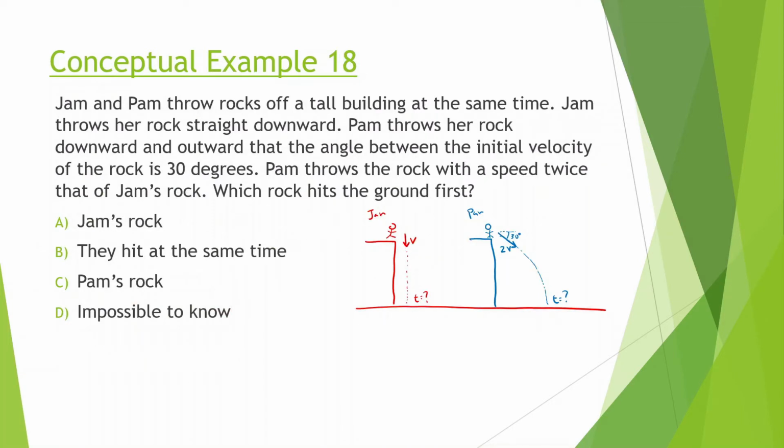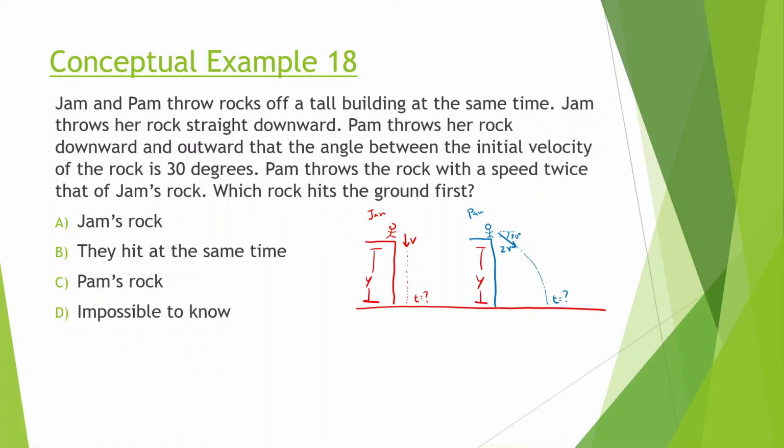Okay, Jam and Pam throw rocks off a tall building at the same time. Jam throws her rock straight down. Pam throws her rock downward and outward at an angle between the initial velocity of the rock is 30 degrees. Pam throws the rock with a speed twice that of Jam's rock. Which rock hits the ground first? Okay, interesting question. Since we're looking for how long it takes to hit the ground, we really should just be focusing on the y direction. So we only care about the y direction.